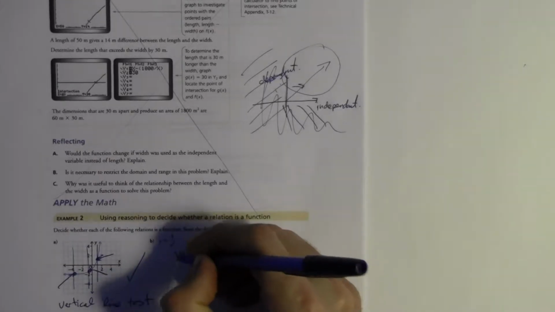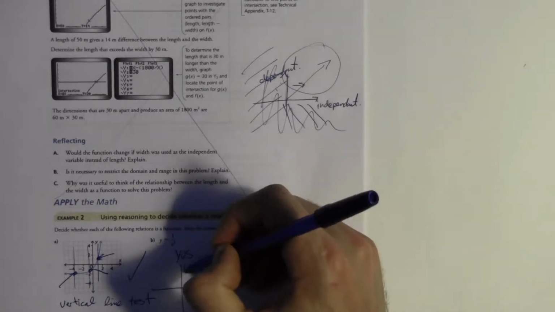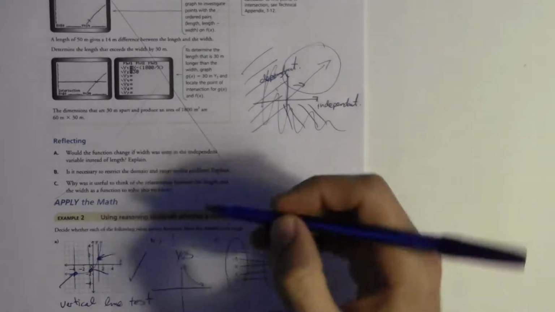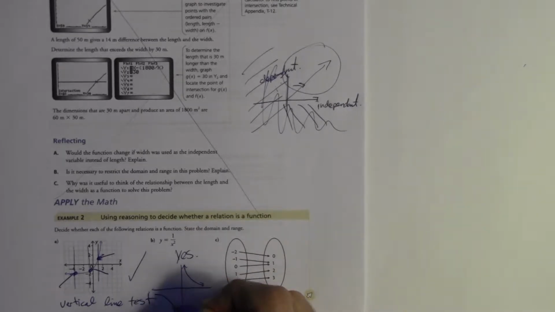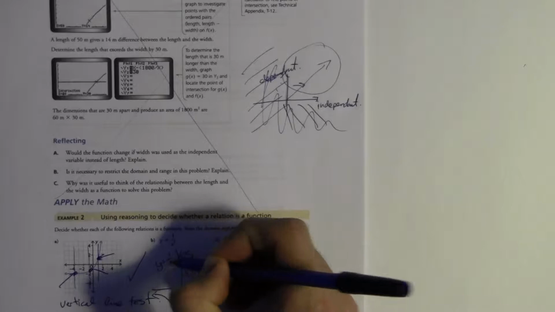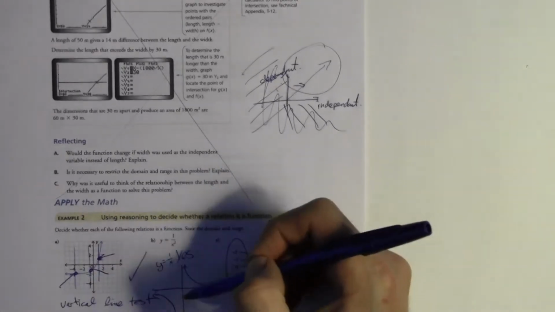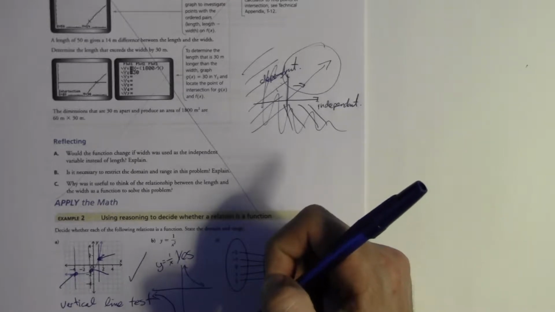Okay, next one, 1 over x squared. Is this a function? Yeah. How do we know, Luigi? Because you could picture the function in your head, and you could also apply the vertical line test. We know the parent function looks like this, that's y equals 1 over x. So x squared is just going to be steeper lines. The vertical line test is still going to work, so it's definitely a function.